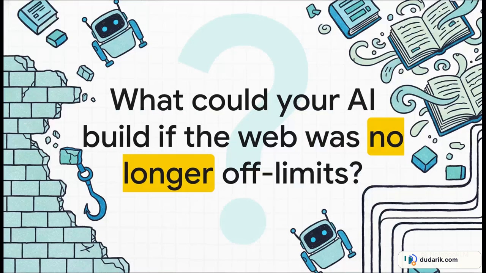And that really brings us to the big final question, doesn't it? For so long, the messy, unpredictable, and walled-off nature of the web has been this massive barrier for AI. Tools like Webclaw are a huge step in tearing down that wall. It really makes you stop and think, what incredible things could your AI build if the entire web was suddenly, finally, an open book?